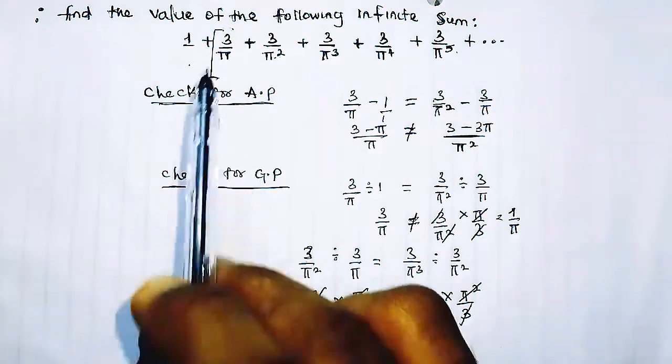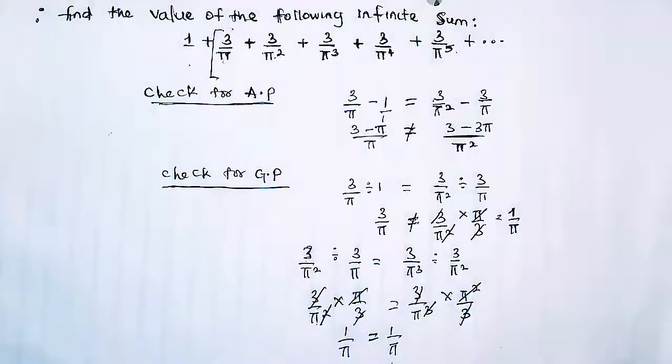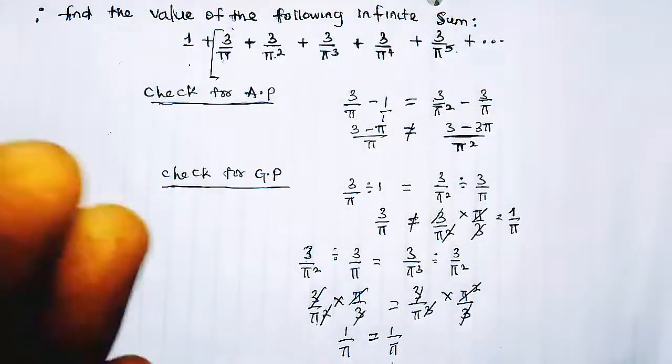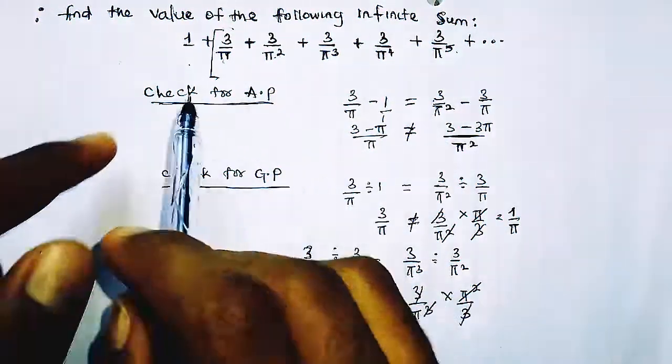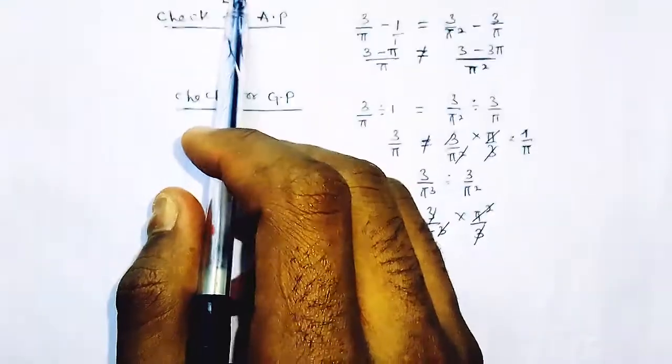Definitely, starting from this point, calculating the sum from this point to infinity is a geometric series, right? So I can calculate the sum to infinity of a geometric series. Then the answer I get, I'll just simply add it to 1. So now let's calculate that. So the sum to infinity from this to infinity, right?